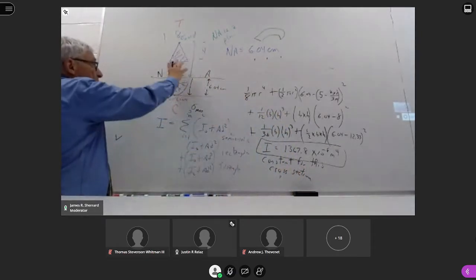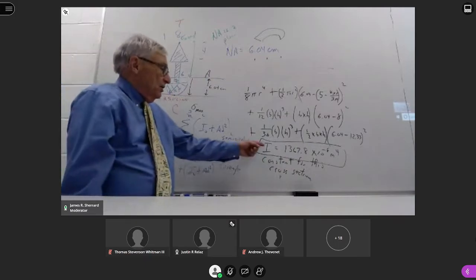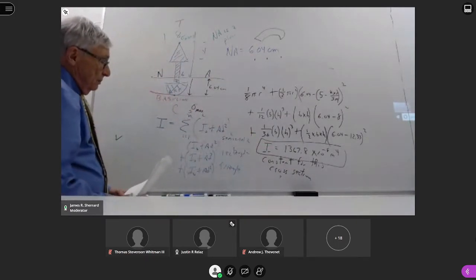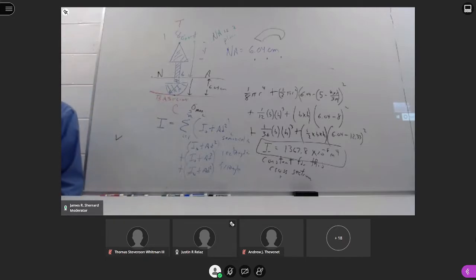But this number is a constant for this cross section. So as long as we're talking about this shape, this is a fixed physical property of that cross-section shape. Any questions on what I did there? Again, you might get a little bit of a variation there.